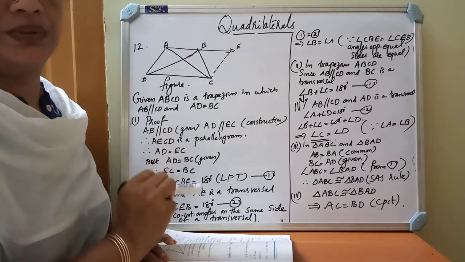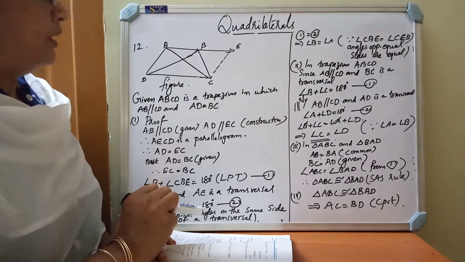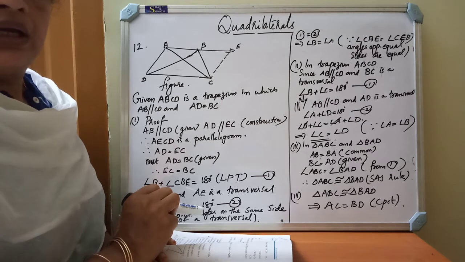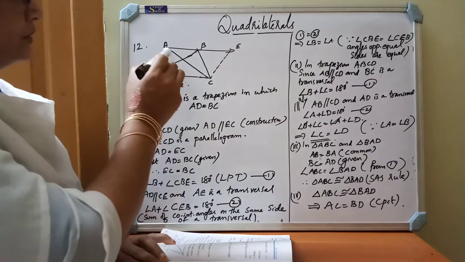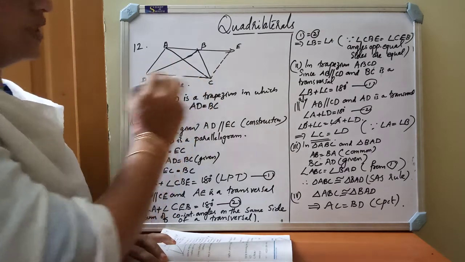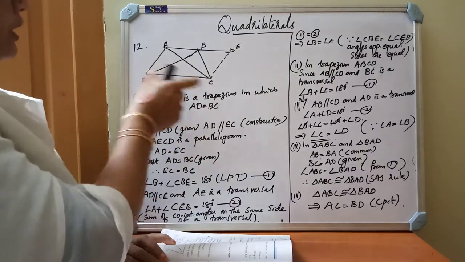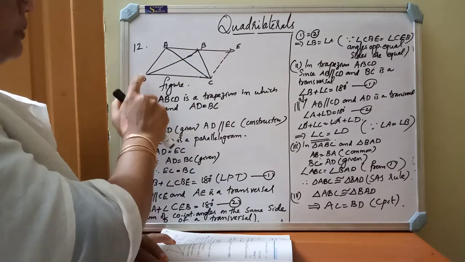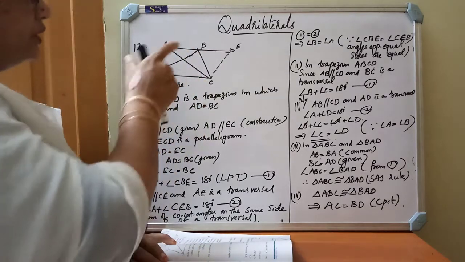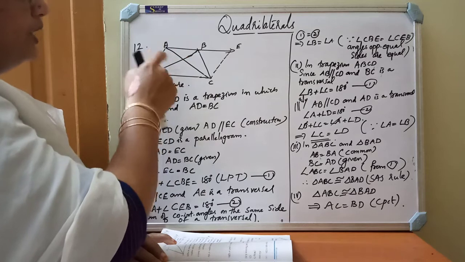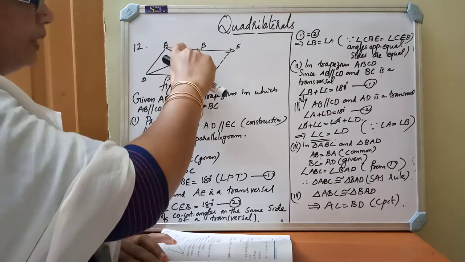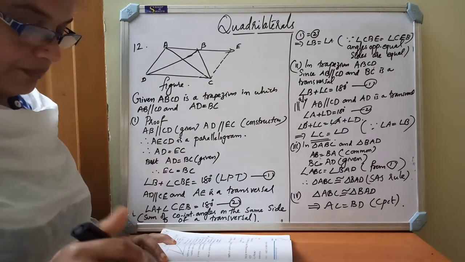One pair of opposite sides are parallel for a trapezium. So here, what are the two sides parallel here? AB parallel to CD. So BC is not parallel to AD because it is a trapezium. Only one pair of opposite sides are parallel.